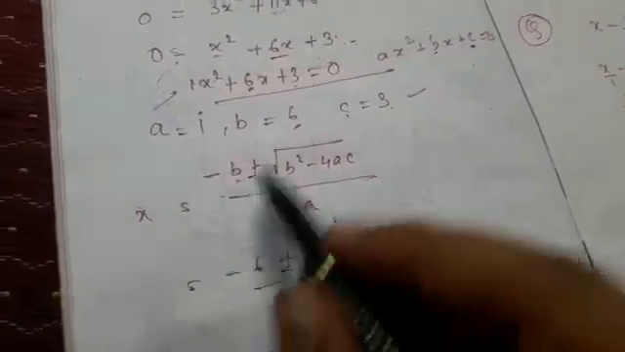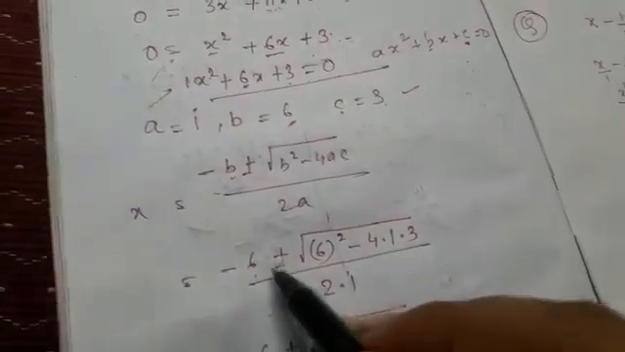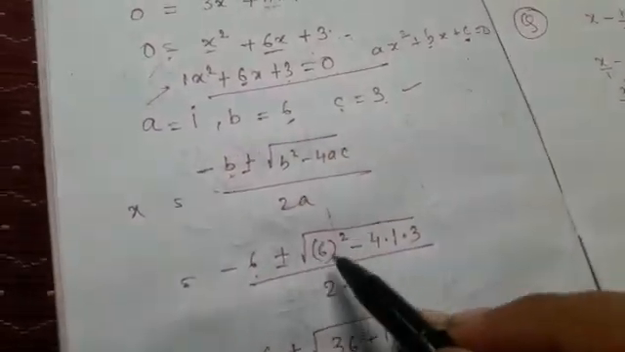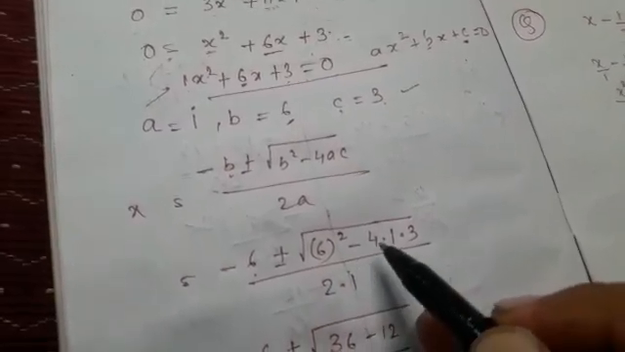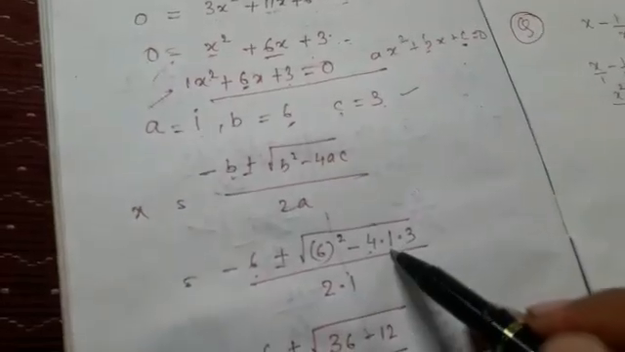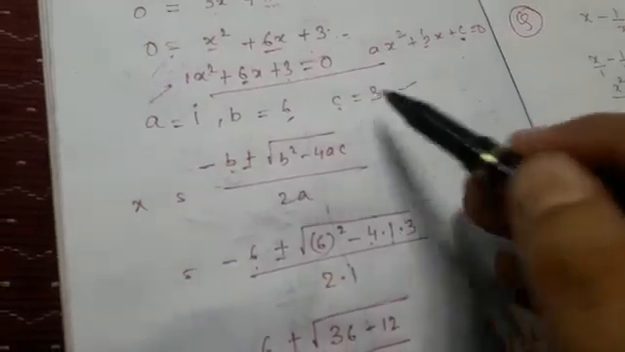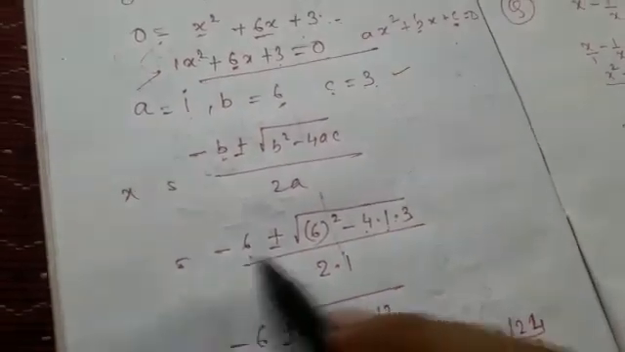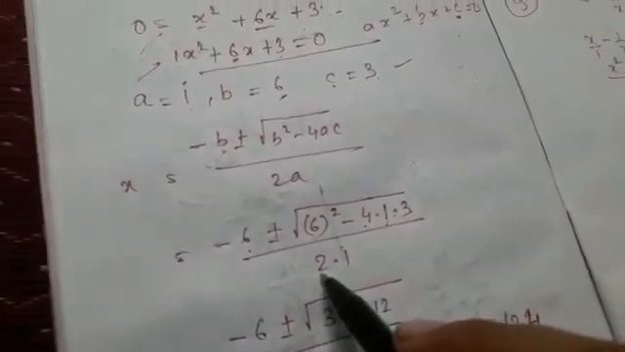So minus, see what is our b? B is 6, right? Plus minus root under b square. What is b? It is 6. 6 square minus 4 into a. What is a? 1. Put here 1 into c. What is c? C is 3. Put here 3 under root by twice of a. So 2 into, now see what is your a? Your a is 1. Put here, got it?